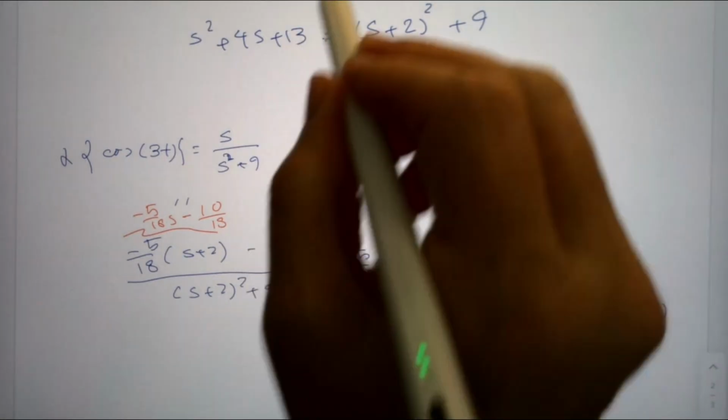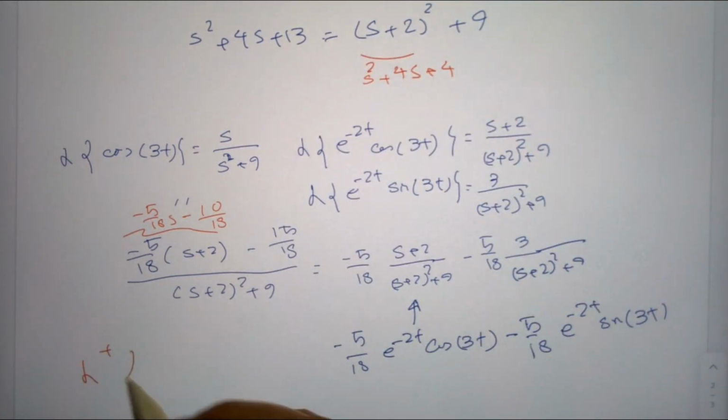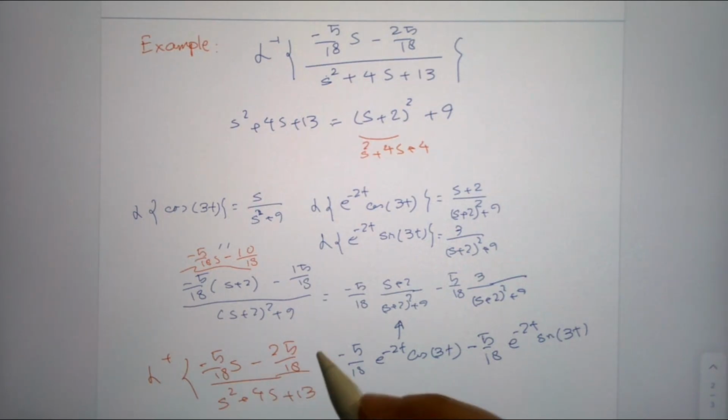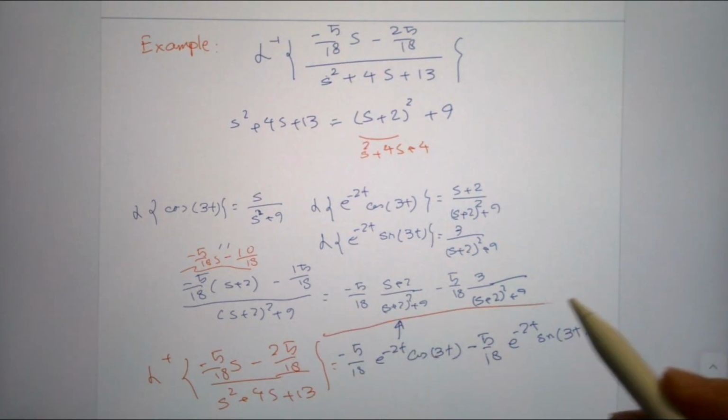So the Laplace inverse that we were looking for, the Laplace inverse of the original, negative 5/18 s minus 25/18 over s squared plus 4s plus 13, this Laplace inverse is equal to this value.